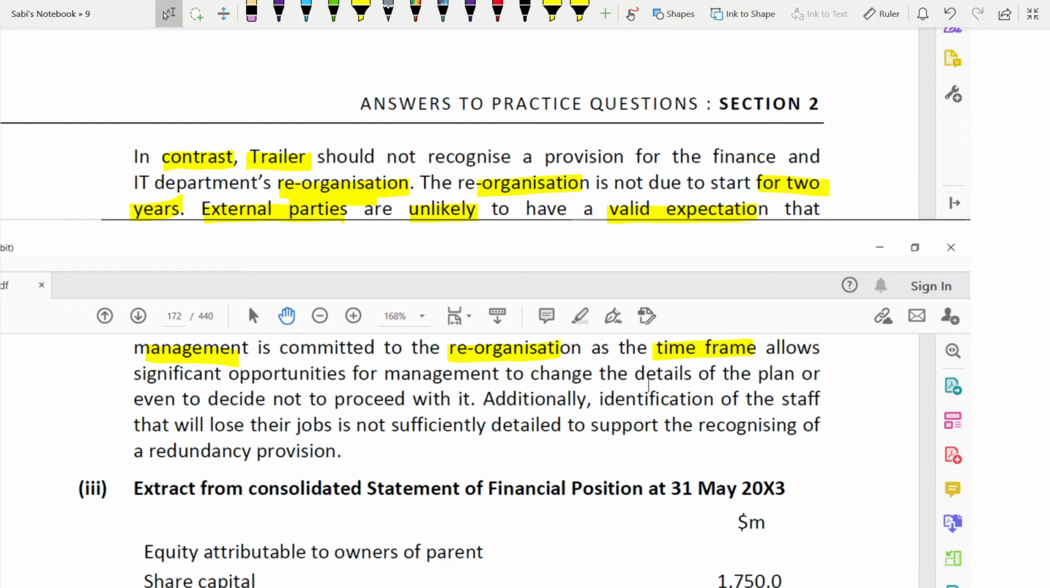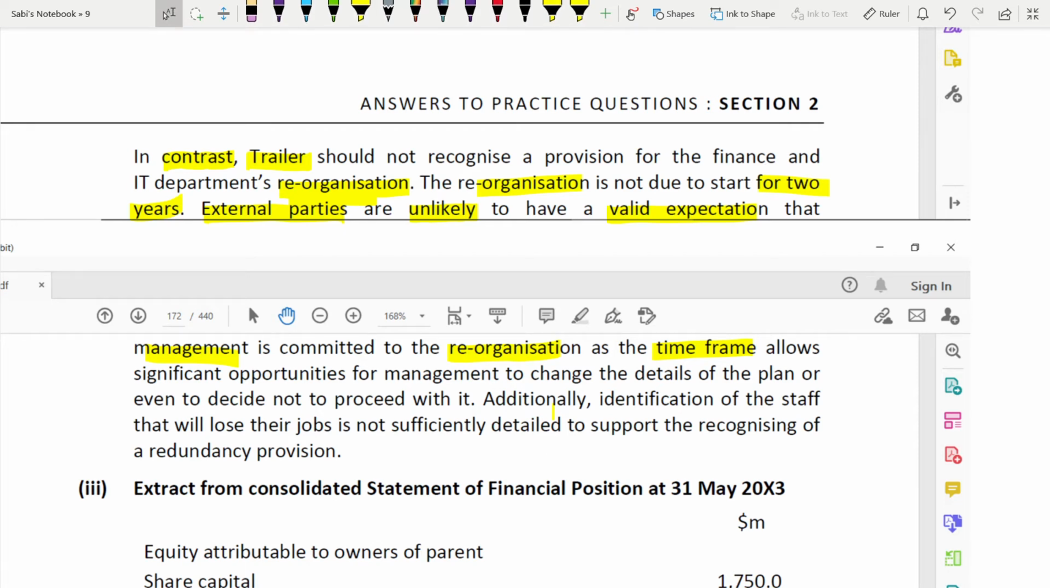So the managers can change the details of the plan also, or even decide not to proceed with it. Yes, it's like an option you're giving. Remember, an option is up to you whether you exercise it or not. You can change your mind. Same like here also. So additionally, identification of the staff that will lose their job is not sufficiently detailed to support the recognizing of redundancy provision.